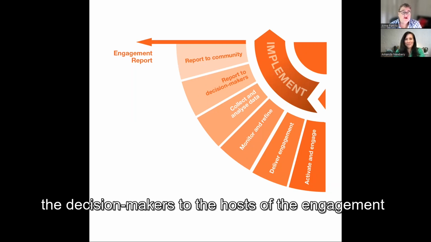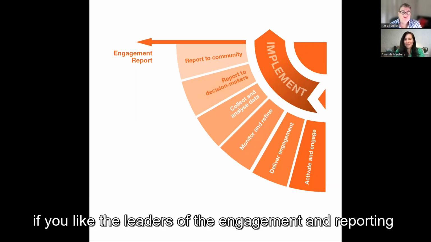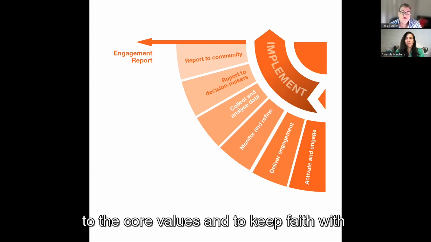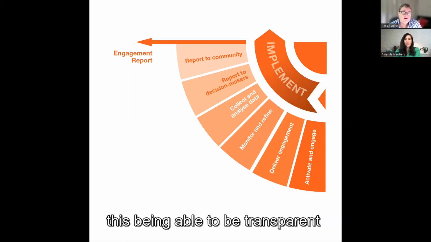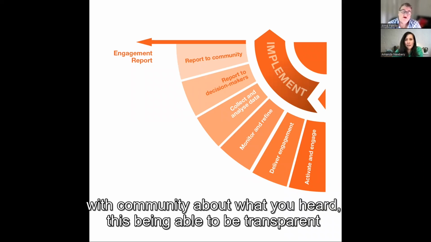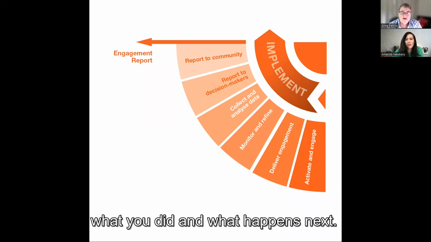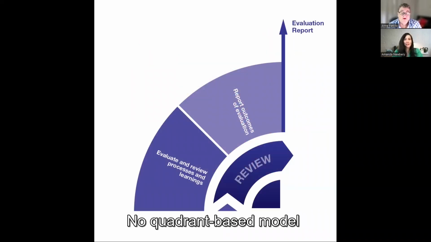One, to the decision makers, to the hosts of the engagement, if you like, the leaders of the engagement, and reporting back to the community to give effect to core values and to keep faith with this, being able to be transparent with community about what you heard, what you did, and what happens next.